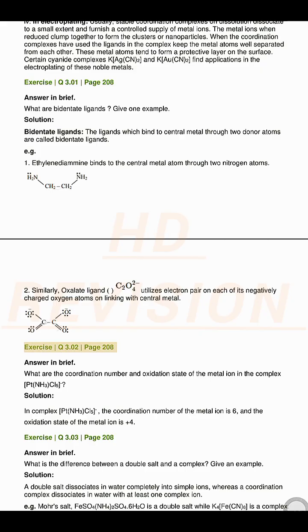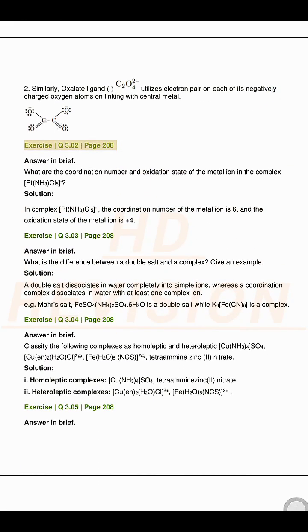Exercise Q3.02, page 208. Answer in brief. What are the coordination number and oxidation state of the metal ion in the complex [Pt(NH3)5Cl]? Solution. In the complex [Pt(NH3)5Cl], the coordination number of the metal ion is 6, and the oxidation state of the metal ion is +4.